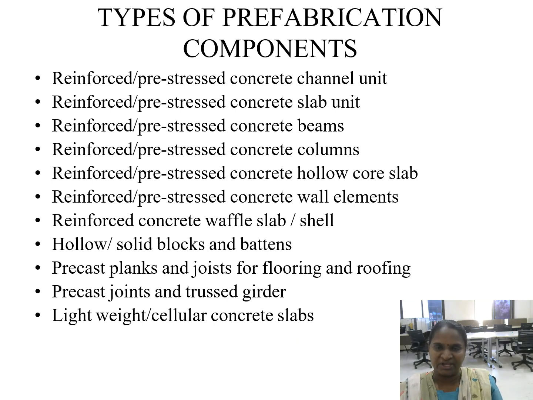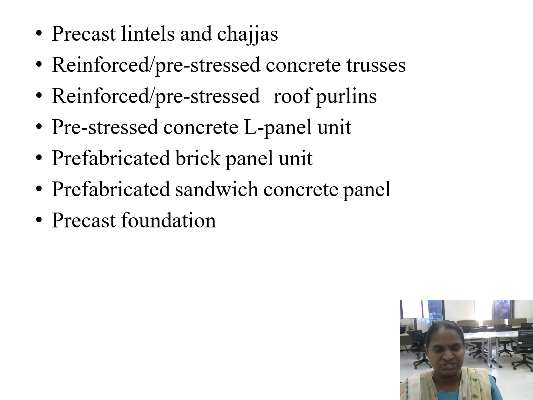So these are the types of prefabricated components: reinforced pre-stressed concrete channel unit, slab unit, beams, columns, hollow core slab, wall elements, reinforced concrete waffle slab or shell, hollow or solid blocks and battens, precast planks and joists for flooring and roofing, precast joists and trussed girder, lightweight or cellular concrete slabs, precast lintels and sunshades, reinforced pre-stressed concrete trusses, roof purlins, pre-stressed concrete L panel units, prefabricated brick panel unit, prefabricated sandwich concrete panel, and precast foundation.